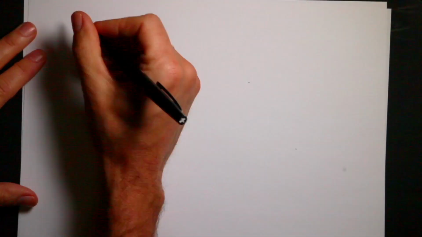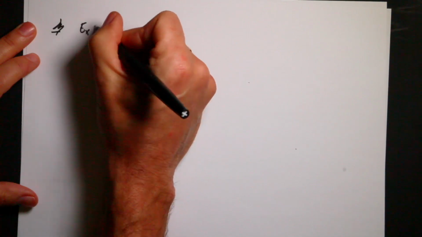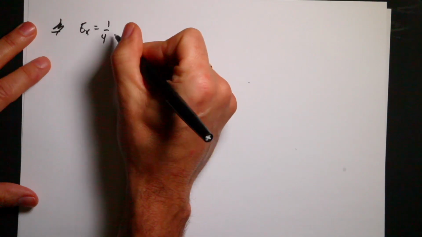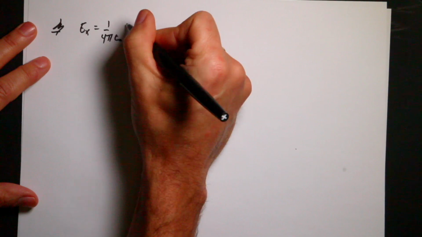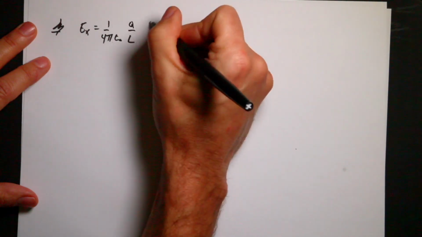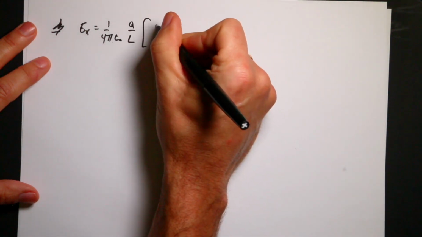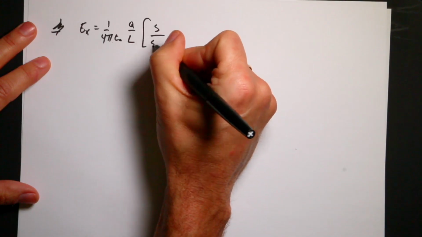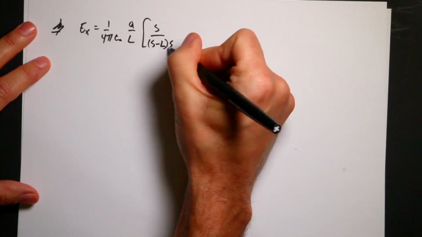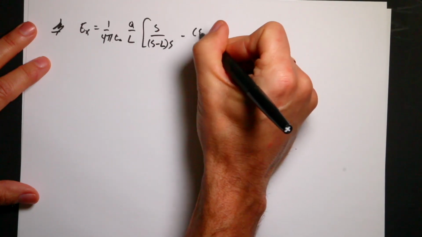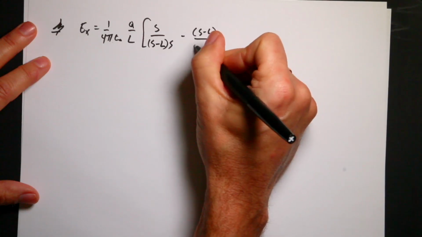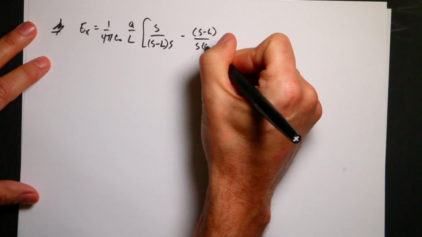Just use more paper. So I have Ex equals 1 over 4 pi epsilon naught q over L. Then I have s over s minus L times s, minus s minus L over s times s minus L.